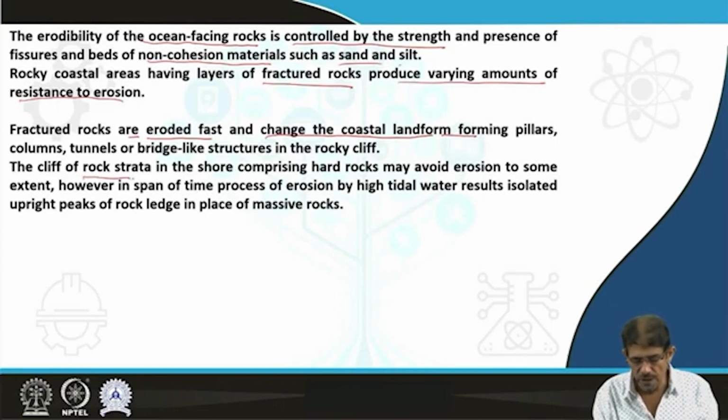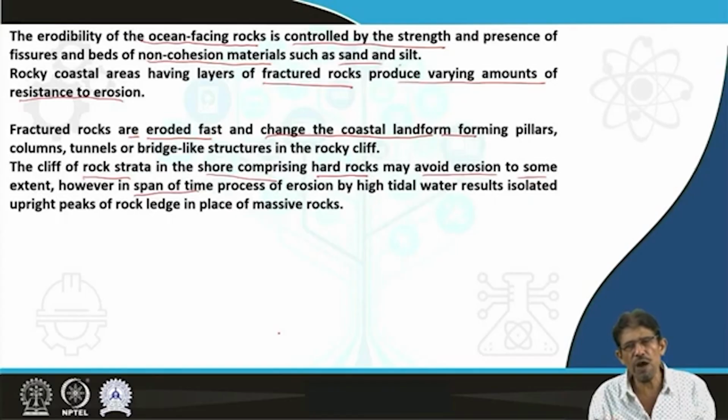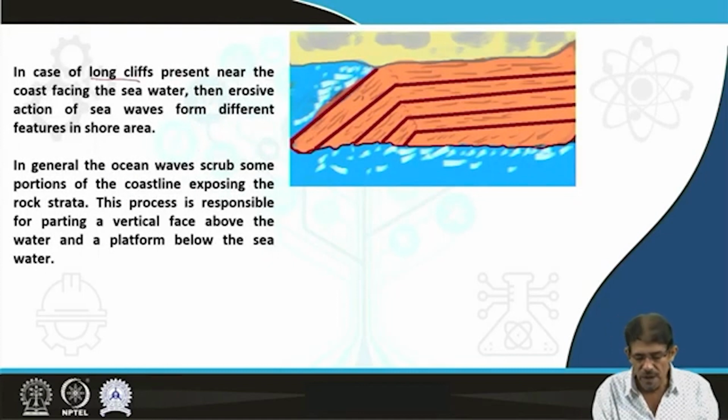The cliffs of rock strata in the shore comprising hard rock may avoid erosion to some extent. However, in the span of time, the continuous strike of the ocean waves is going to create a lot of chips and disintegration of the cliff face, resulting in the formation of a variety of structures. In the case of long cliffs near the coast facing the sea water, the erosive action of the sea waves forms different features in the shore zone.